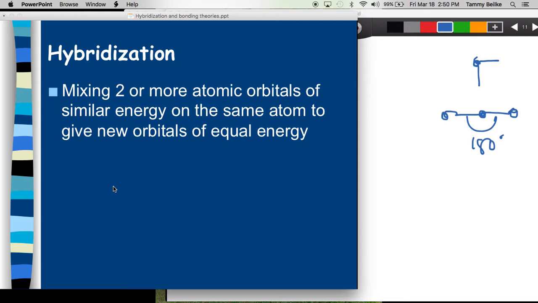So we're going to describe hybridization in chemistry as the mixing of two or more atomic orbitals, like the p orbital and the s orbital. They're orbitals of similar energy, but not the same energy, in an atom, and mixing them gives new orbitals of equal energy. So if we take an s orbital and a p orbital, we can mix them together and get two new orbitals of equal energy. Remember, the s orbitals are lower in energy.